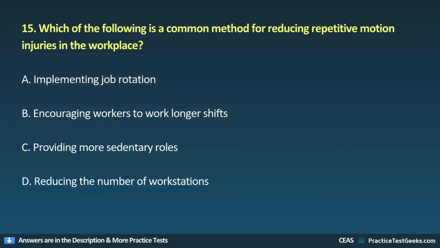15. Which of the following is a common method for reducing repetitive motion injuries in the workplace? A. Implementing job rotation. B. Encouraging workers to work longer shifts. C. Providing more sedentary roles. D. Reducing the number of workstations.